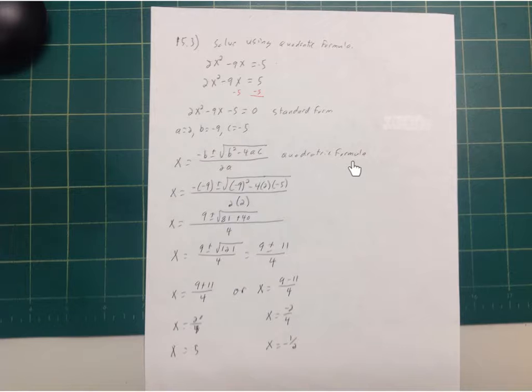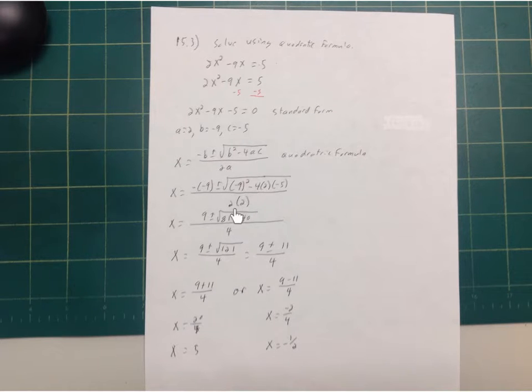Here's the quadratic formula. Notice this part here is minus b, and b is negative, so it's going to be minus a negative, which actually will come out to a positive. Plus or minus the square root of b squared minus 4ac, 4 times 2 times negative 5, all over 2a. So negative 9 squared is 81.